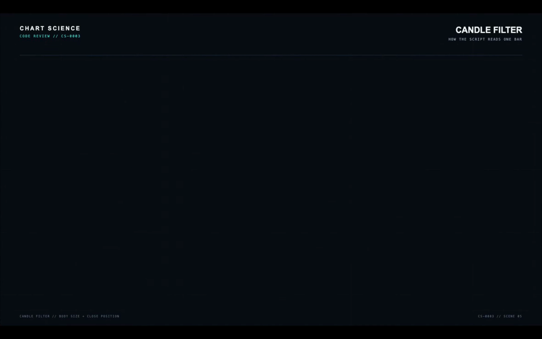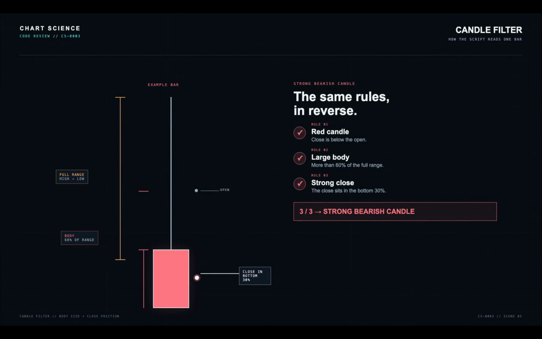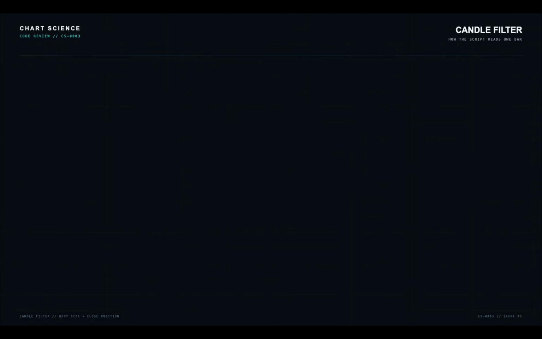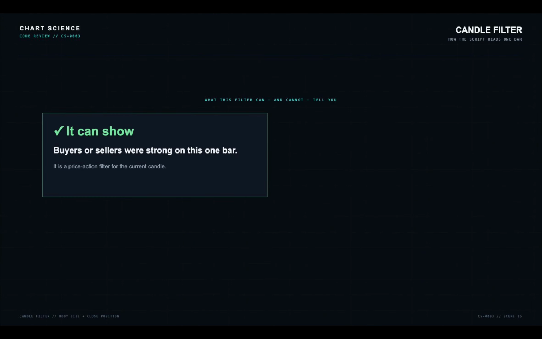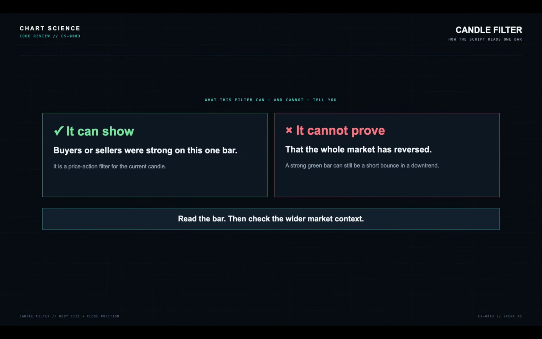The bearish version does the opposite. It looks for a red candle, a body larger than 60% of the range, and a close in the bottom 30%. This is a clear price action filter, but let's keep the claim realistic. A strong green candle tells us that buyers were strong on that bar. It does not prove a market reversal. It can also be a short bounce inside a larger downtrend.